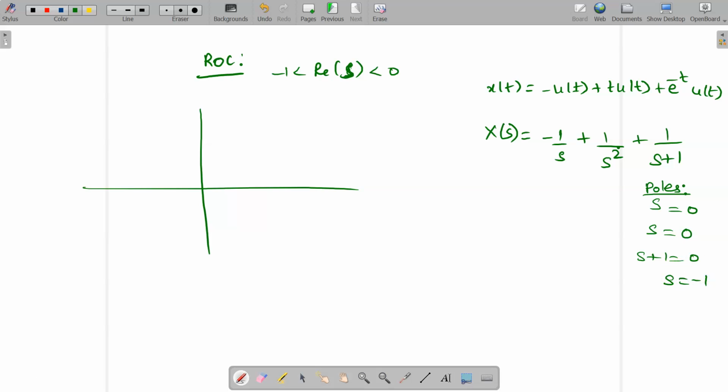So where your poles exist, one pole exists at 0. A pole is denoted by a cross mark. Another pole exists at s equal to minus 1. Since it is minus 1, take it on the left hand side.